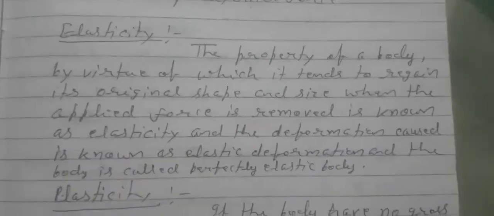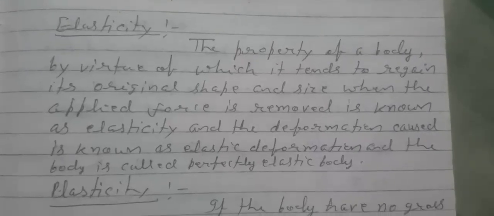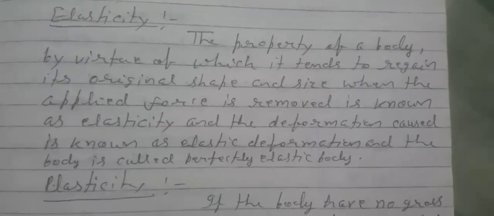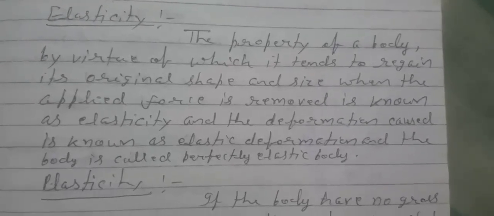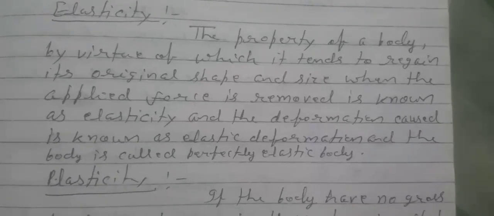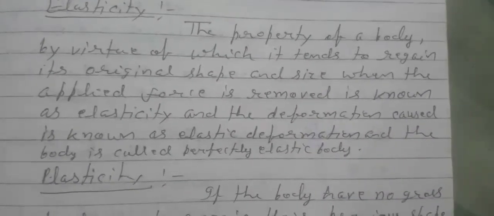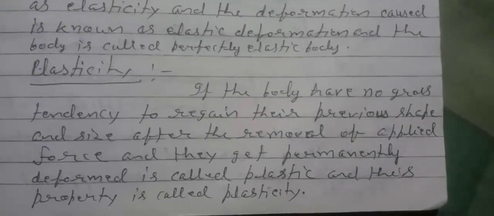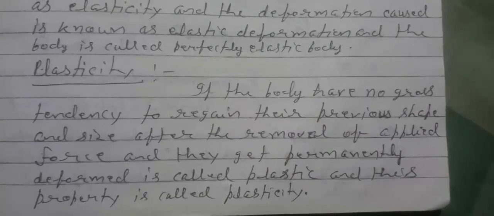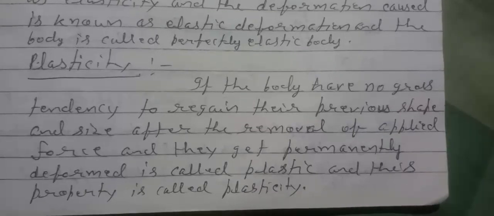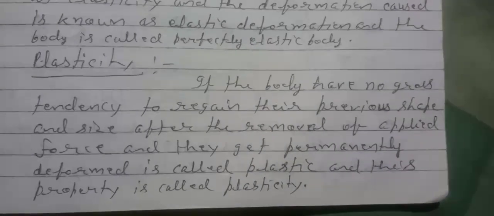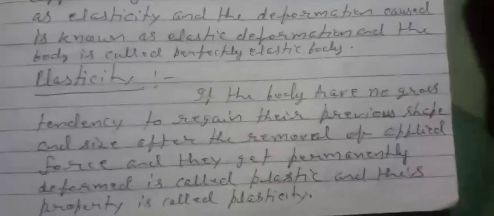Elasticity is the property of a body by virtue of which it tends to regain its original shape and size when the applied force is removed. The deformation caused is known as elastic deformation, and the body is called a perfectly elastic body. Plasticity: if the body has no tendency to regain its previous shape and size after the removal of applied force, and gets permanently deformed, it is called plastic, and this property is called plasticity.